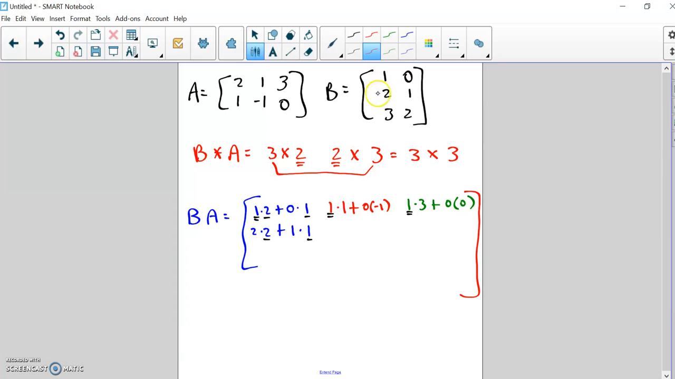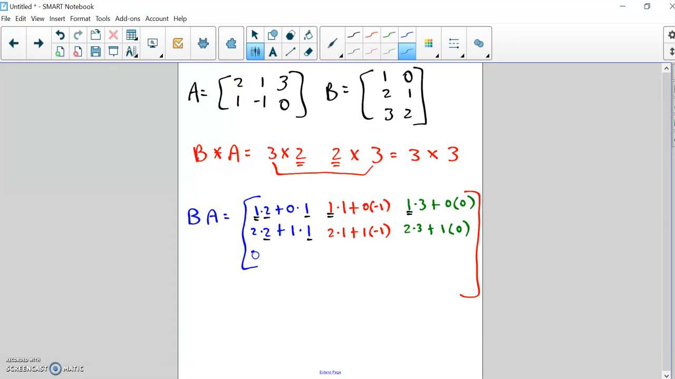Alright, so now we're going to do second row, second column. So it'll be 2 times 1 plus 1 times -1. Okay, and then we'll go across the second row, down the third column. So 2 times 3 plus 1 times 0. Okay, and then our third row here is going to be our third row times going down each of the columns in the second matrix.